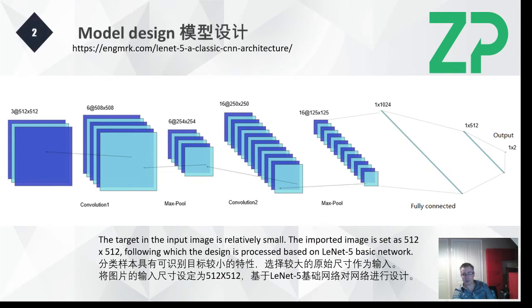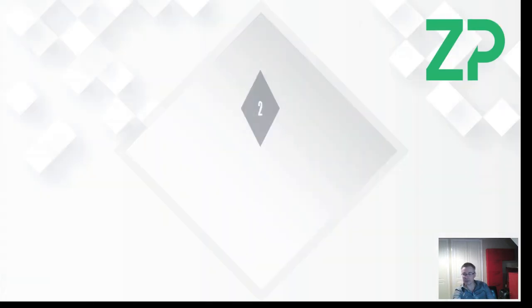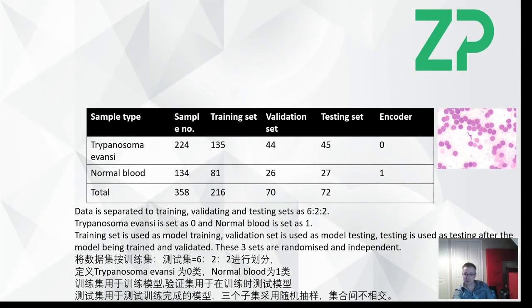So what we've done is we've taken the images from one of our collaborators, we've put them through the LeNet-5, and we've built a model for it. Again, here's an image, and I suppose I didn't explain it earlier on, but it's red blood cells, and within those red blood cells there's a little parasite, the Trypanosoma evansii parasite.